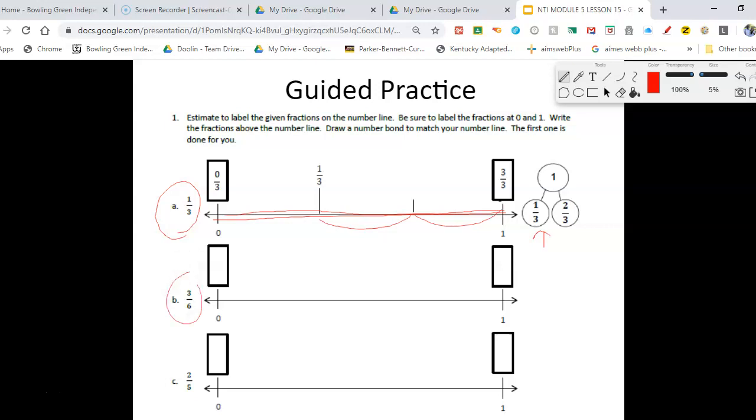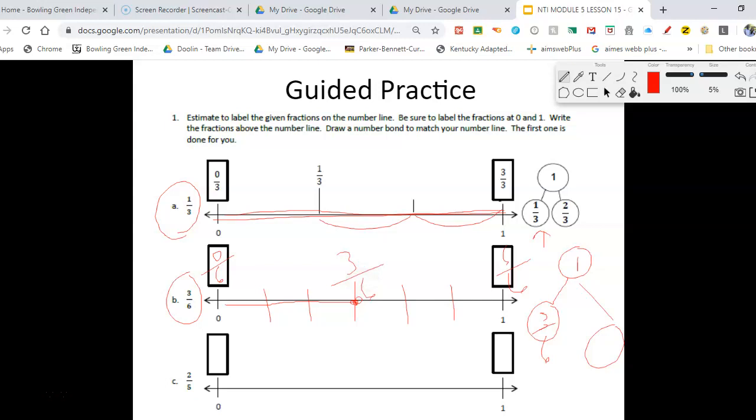Let's do the same thing with 3/6. So we know that this would be labeled 0/6, and this would be 6/6, which is 1 whole. So let's make our number bond. This would be 1 whole. This would be 3/6 because that's where we're starting. So 3/6 here. And we need to figure out what the other part would be. So let's partition this into 6 equal parts. So we have 1/6, 2/6, 3/6. So we're going to plot 3/6 right here.